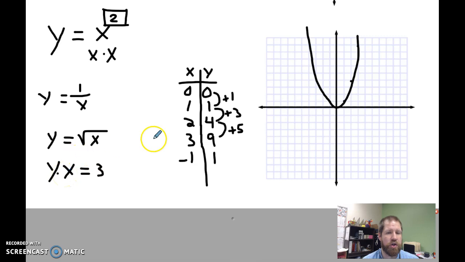Okay, if you're not sure, you can always make a table. Okay, make a table, check to see if these are not consistent, then it's not going to be a linear equation.